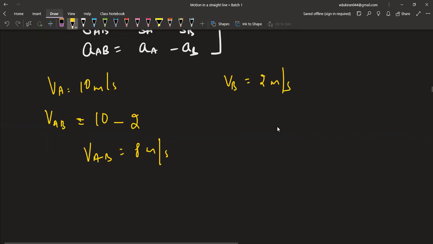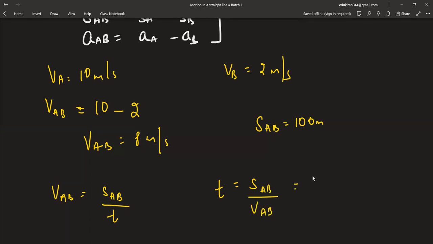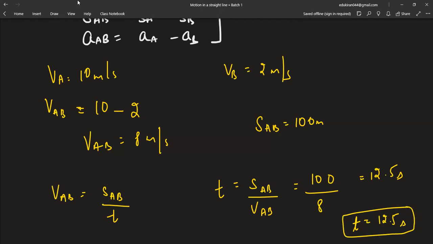Fine class. And the relative distance between both of them is 100 meters, right? So relative velocity is relative distance by time. So time would be relative distance by relative velocity. So relative distance is 100, relative velocity is 8. This will be around 12.5 seconds. So the time duration to collide, this would be 12.5 seconds. Fine. Write down the solution.